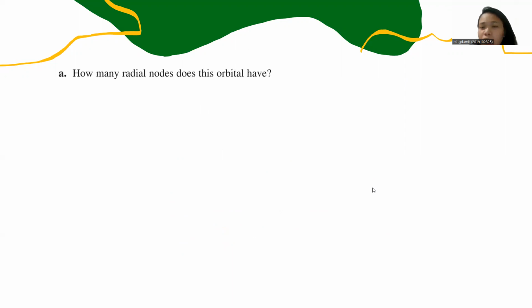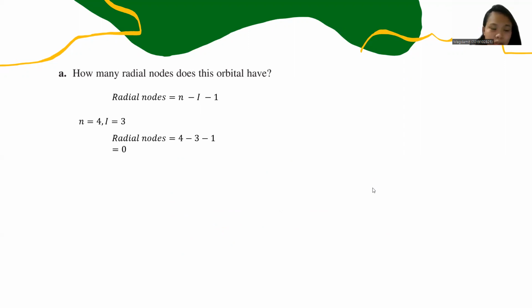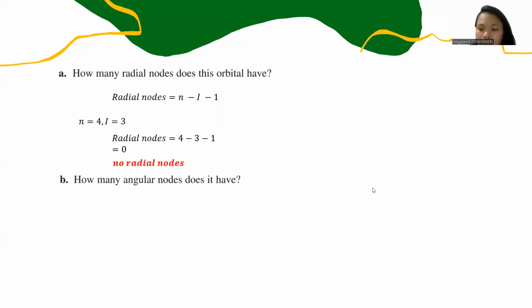So for letter A, to calculate the number of radial nodes, we will use this formula. Radial nodes is equal to n minus l minus 1. In this orbital, the value of n is 4, while the l for f is 3. So radial nodes is equal to 4 minus 3 minus 1, which is 0. Therefore, the orbital does not have any radial nodes. For letter B, the number of angular nodes is the same as the number l, which for f is 3. So this orbital does have 3 angular nodes.